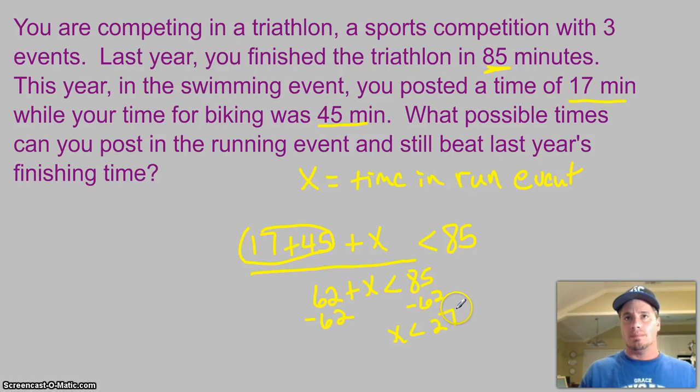So the possible times I can get in the running event is anything less than 27 minutes. Okay, so 26.9999 minutes would work perfectly. 26, 25, anything less than 27 works. Okay, and that is my solution for this word problem.